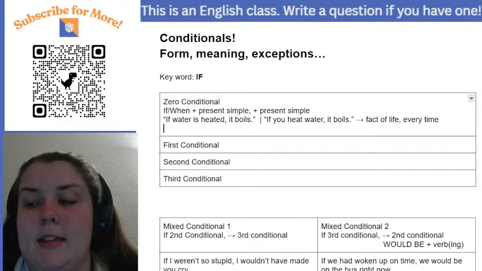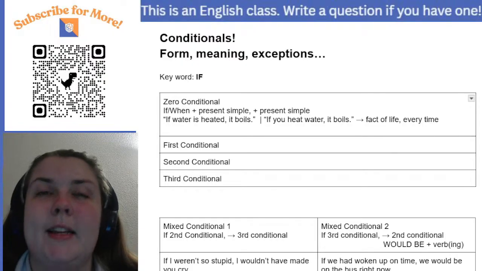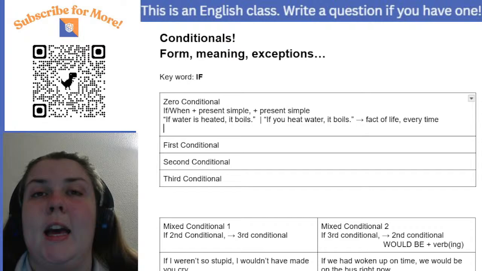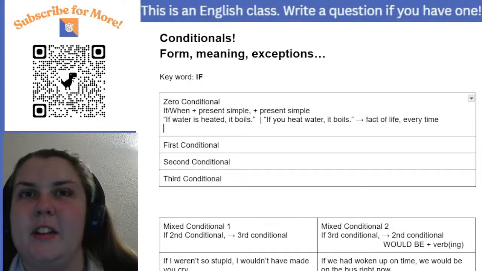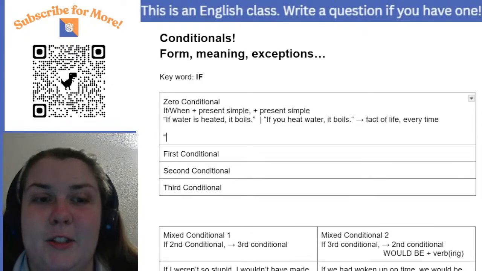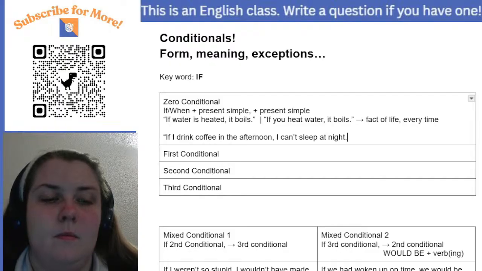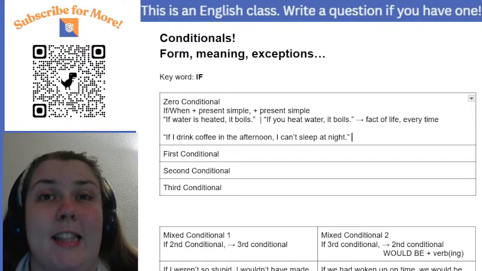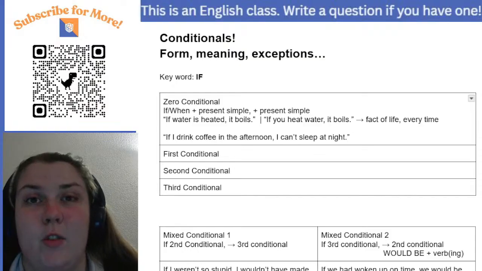Now, like I said, this is a textbook definition of the zero conditional. But let's see if we can try to apply the zero conditional to our everyday lives. Can you think of something that happens to you every single time you fulfill a certain condition? I know that I do. If I drink coffee in the afternoon, I can't sleep at night. This is something that happens to me every single time I drink coffee in the afternoon.